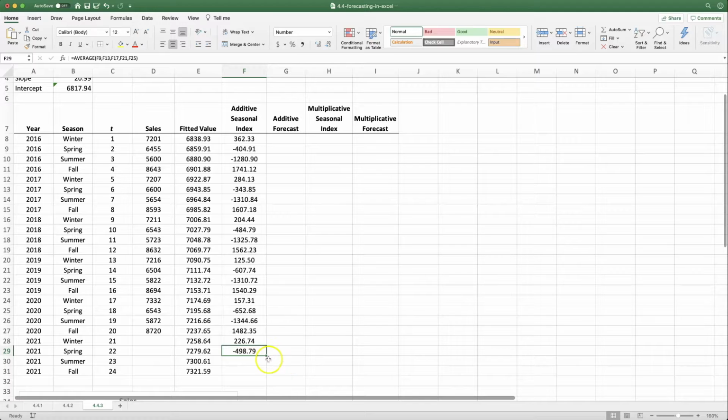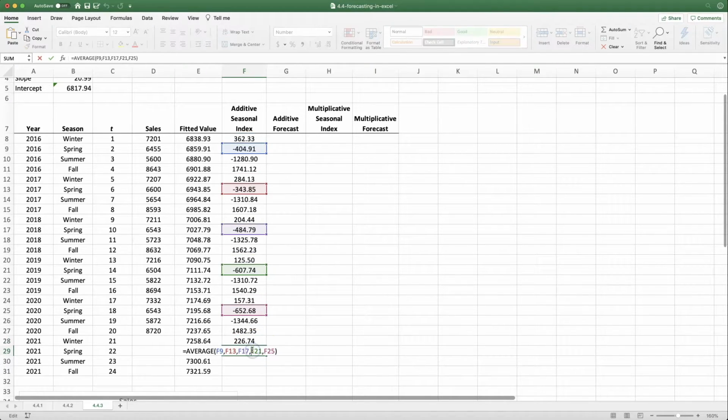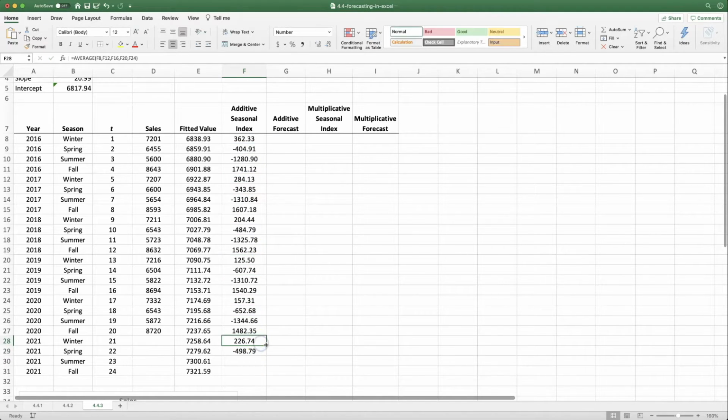We could continue using the average function and clicking individually, but because all of the seasons are underneath each other, and they're all cascaded like this, we can actually just autofill this formula, and it will automatically move the references down for us. Here we see that fall is our best season. On average, we sell 1,600 more books than we thought we would. Summer's our worst season. We sell on average 1,300 books less than we expected to.